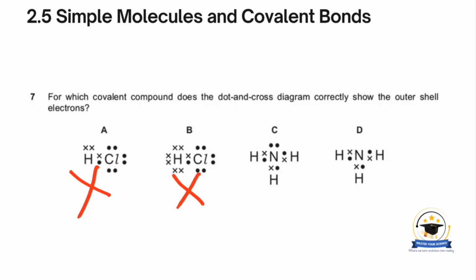And then now looking at the 2 last options that we have, nitrogen is in group 5 and it needs to gain 3 electrons from the hydrogens. So as you can see, the nitrogen indeed does not have a full outermost shell, so that is incorrect. So that leaves us with C, which is correct because each hydrogen has 2 electrons in its outermost shell and the nitrogen has 8 electrons in its outermost shell.